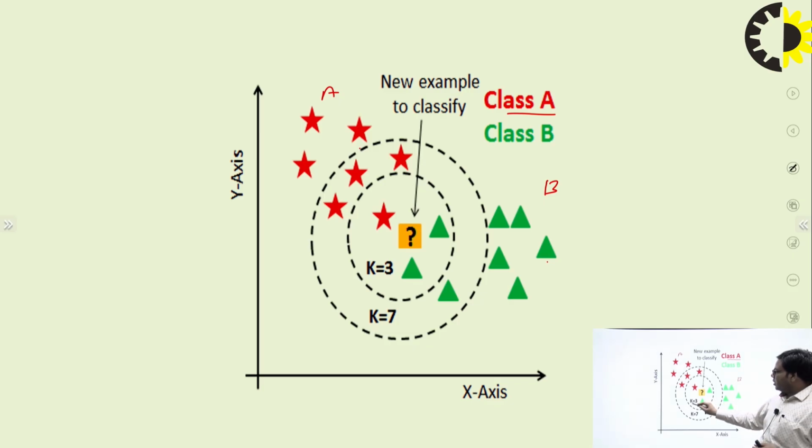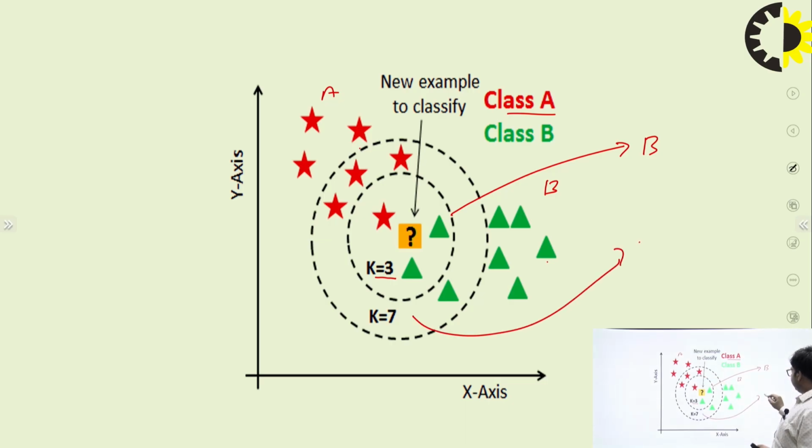So if we are keeping k equal to 3, because the case is of binary prediction, we must keep the value of k an odd number. So for k equal to 3, the identified class is B. If we are keeping 7, then the class is A. So for k equal to 3, the class is B, and for k equal to 7, the class is A again. So it is very important to decide the value of k very wisely. By default, the value of k is 5 in the KNN.